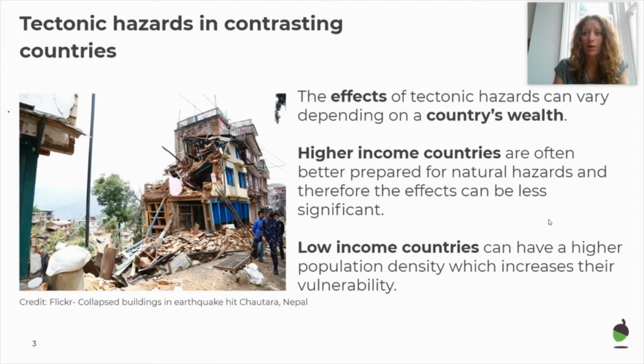Essentially, I'm going to get you to compare the effects of the earthquake in New Zealand with the effects of the earthquake in Nepal, and decide which one you think has had the most significant effect. So, what I would like you to do, please, first of all, is this.